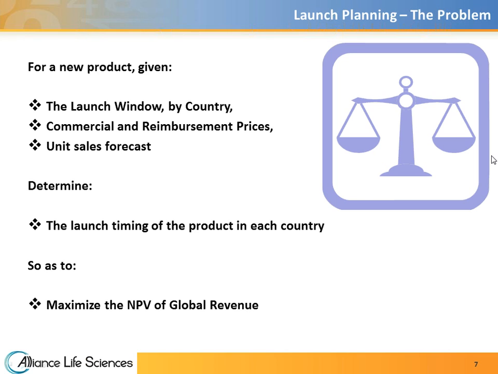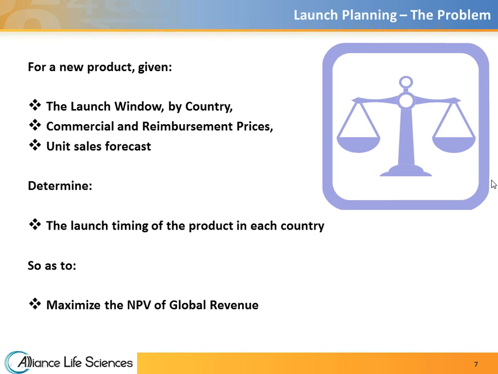Oftentimes people think of it as saying, I'm just going to go with my highest priced country. I'm going to launch in the beginning. If it's a free price country, that's fine. And then I would go through my EU5 countries in a pretty straightforward way, and then I'll start worrying about other countries as we get closer to those. The reality is that it's a lot more complex than that.